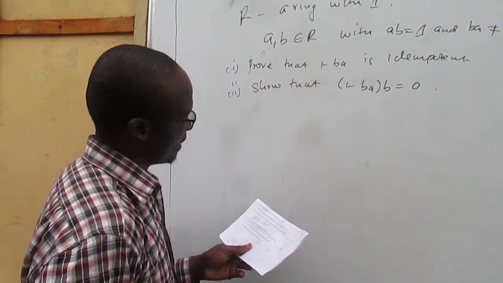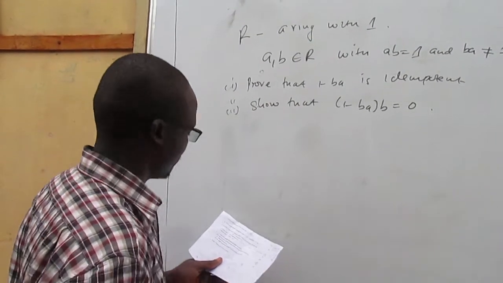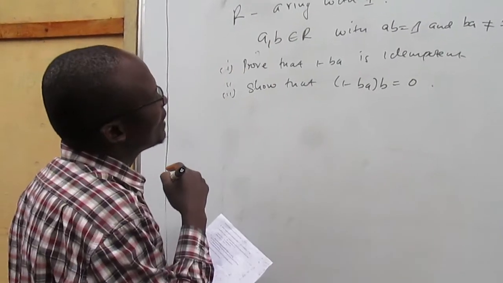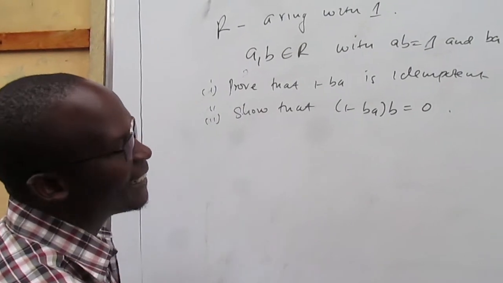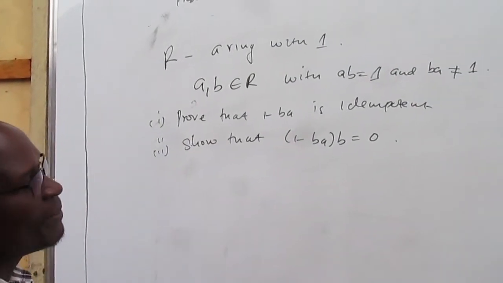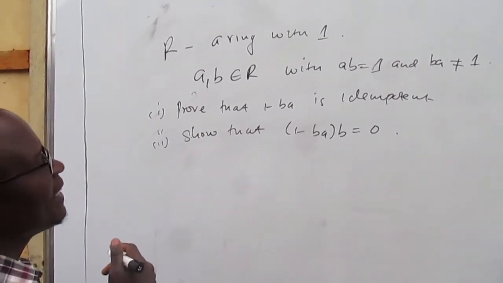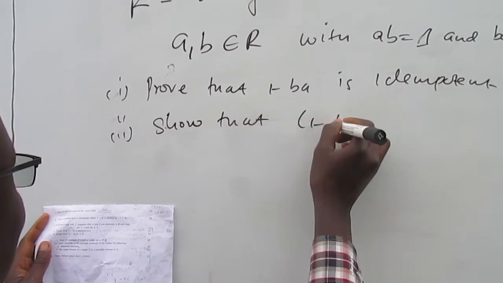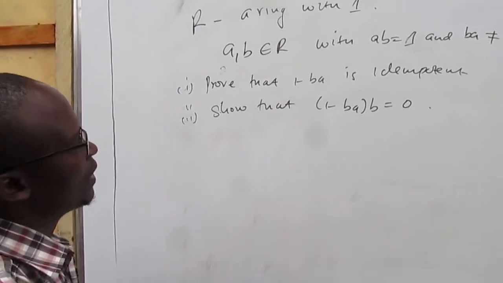So the last question that we're going to look at under this problem sheet is the following: suppose you are given a ring with unity, and suppose you have two elements, say A and B, in that ring, with AB equal to 1 and BA not equal to 1, and as you can see this is not a commutative ring. Then we're required to first of all prove that 1 minus BA is idempotent, and also to show that 1 minus BA composed with B is equal to 0.